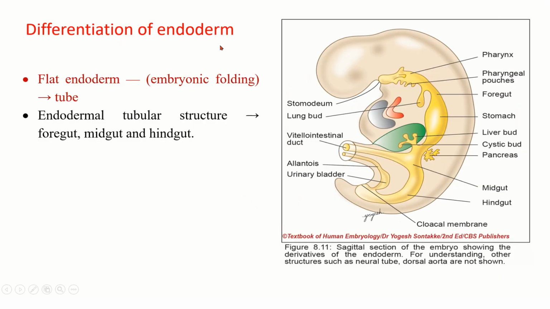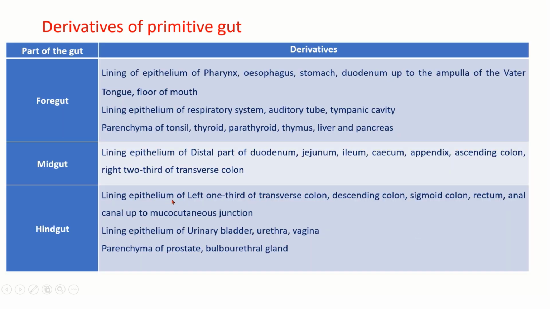So what is happening with the endoderm? So this endoderm, that is the yolk sac, you can see this is the vitelline intestinal duct. Here will be the umbilical vesicle. This is the part which is retained within the embryo, forming 3 tubes, that is the foregut, midgut, and hindgut, all together called the primitive gut. Derivatives.